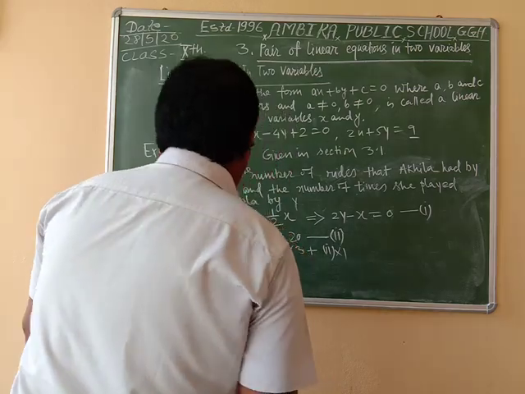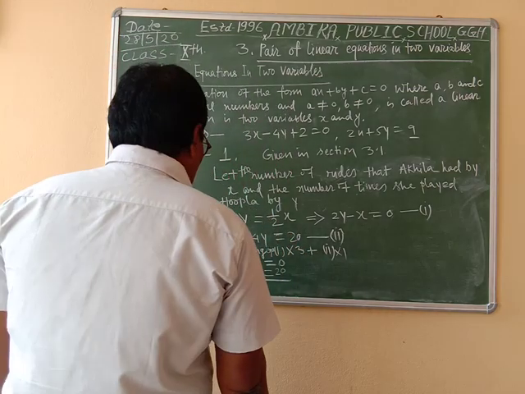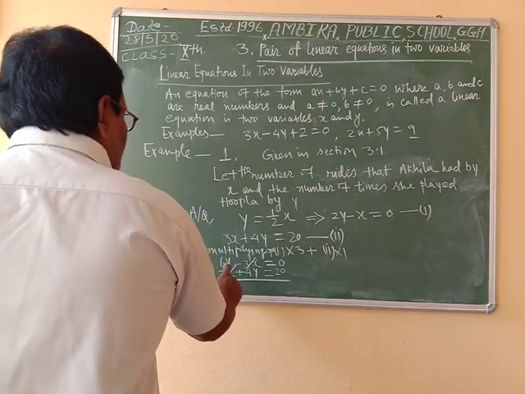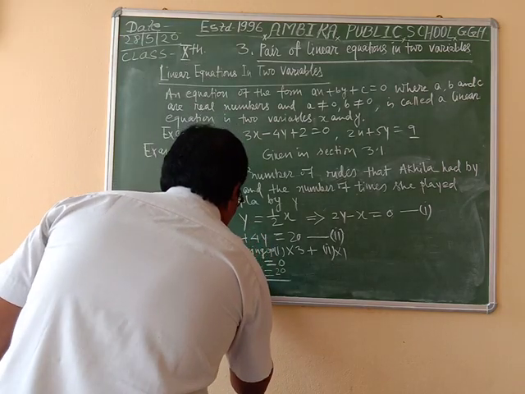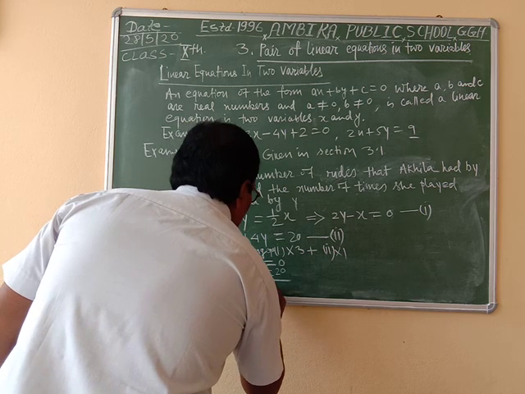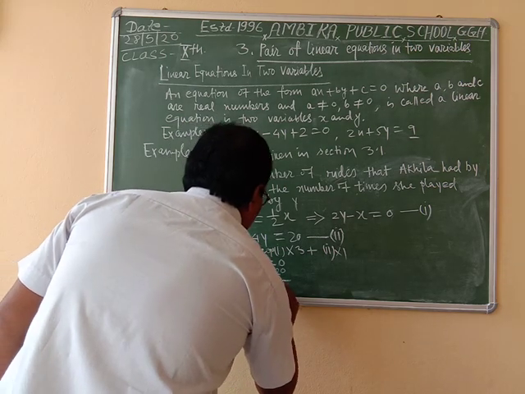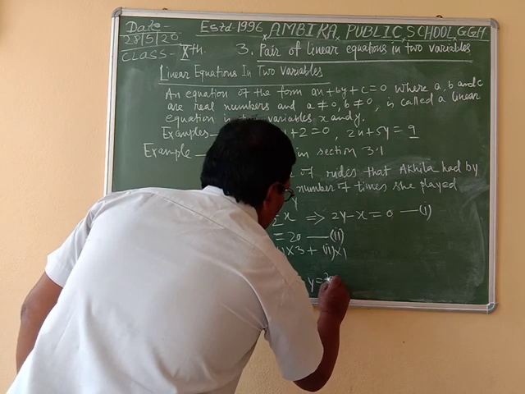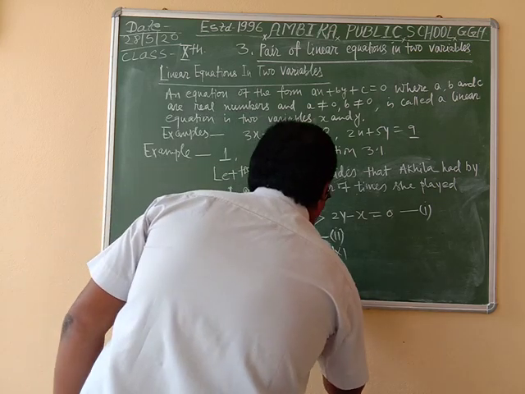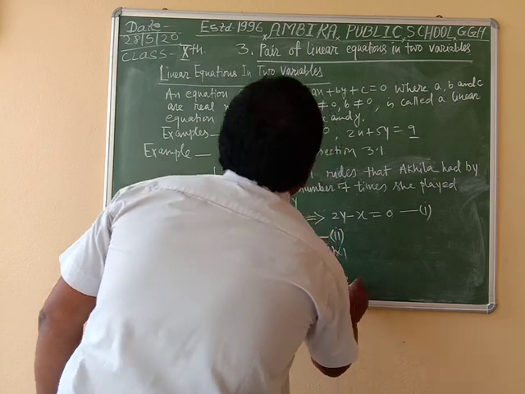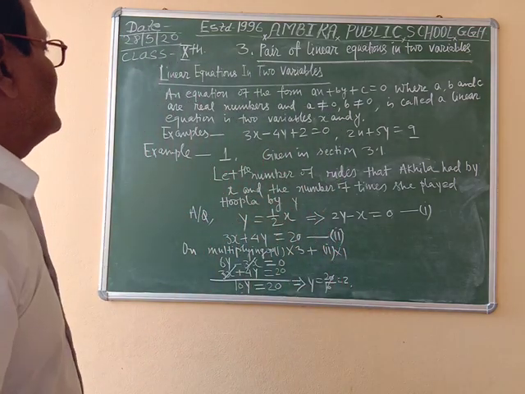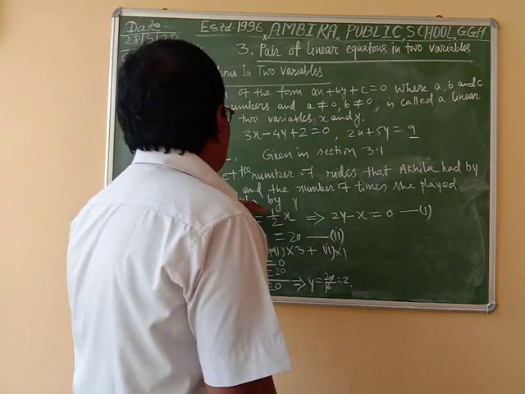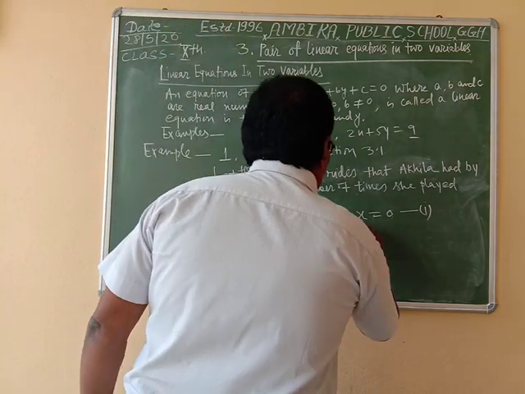Adding equation 1 and 2, we get plus 3x minus 3x is cancelled. 6y plus 4y, 10y is equal to 20, so y is equal to 20 by 10, which is equal to 2. Hence we have the number of times she played Hopla is equal to 2.